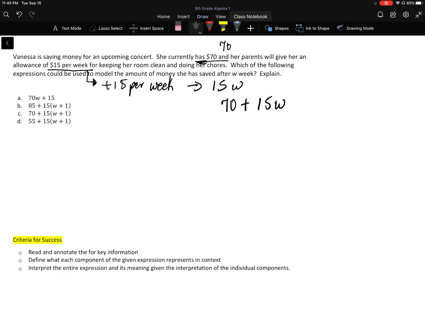So let's look over here at what's going on. We have 70W plus 15. That's not it. We have 85 plus 15W plus 1. All right, could be it. Then 70 plus 15 times (W plus 1). And then 55 plus 15 times (W plus 1).